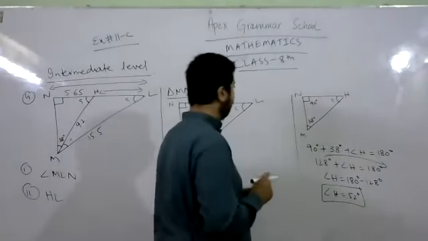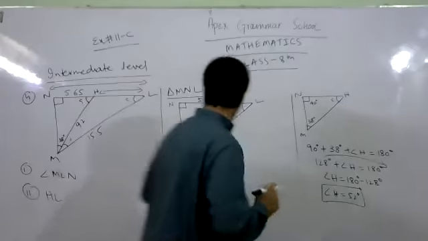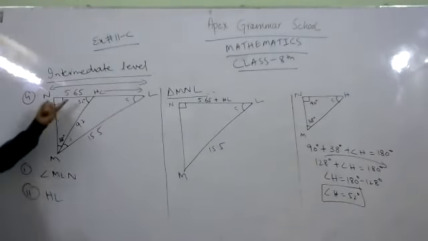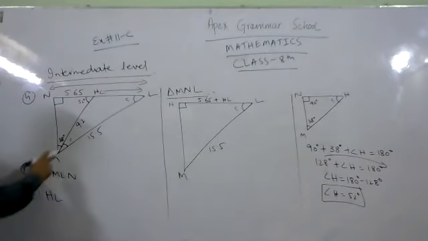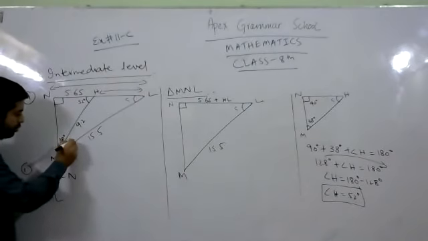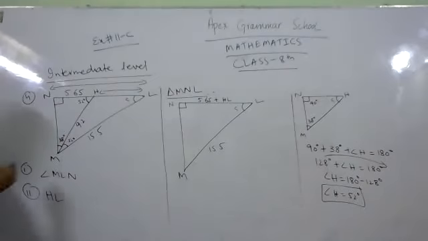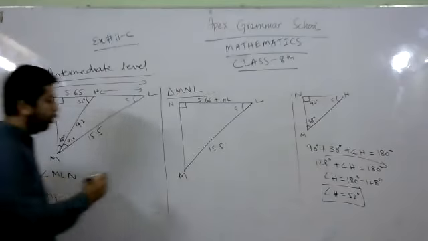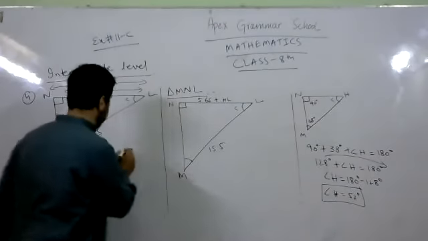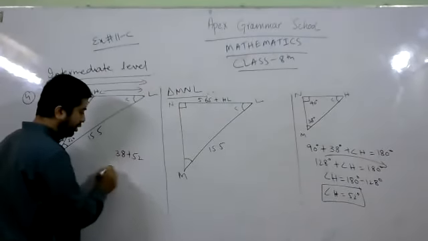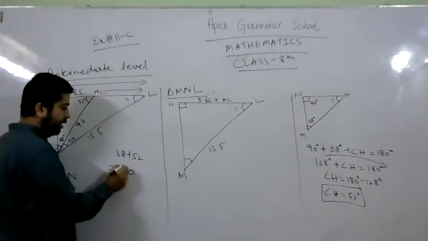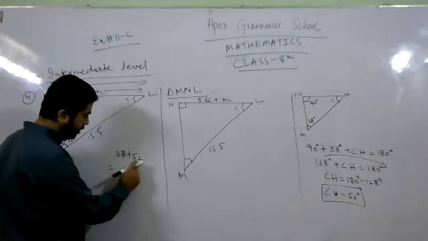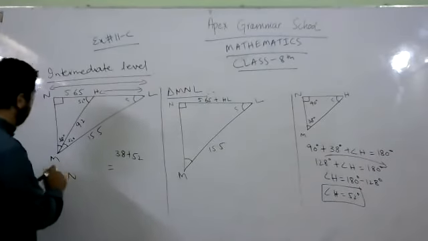Now we can say that this angle H is 52 degree. Here, this is 52 degree, and if this is 52 degree, then this angle also will be 52 degree. So this complete angle is 38 degree plus 52 degree. This is 2 plus 8, 10, 3 plus 1, that is 90 degree.